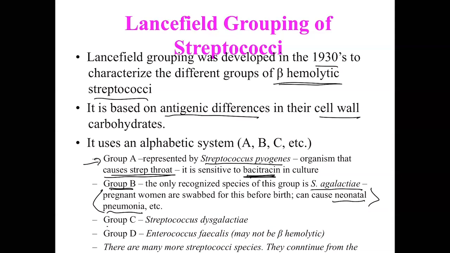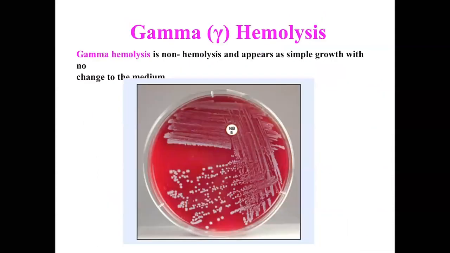There's also group C, group D, but the two big important ones that we're really concerned about are A and B, because one causes strep throat and one could cause neonatal pneumonia. Now gamma hemolysis is no hemolysis. It's just growth on the plate. If you did a gram stain of these, you would see streptococci, but there's no hemolysis on the plate.